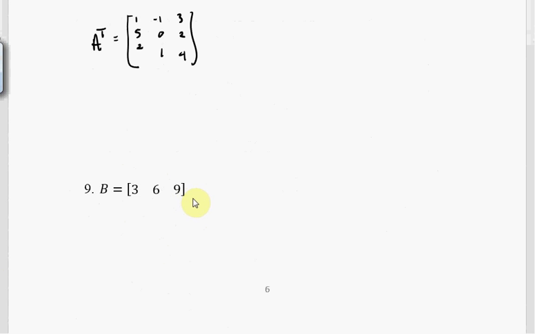This matrix here is a 1 by 3, so B transpose would then be a 3 by 1: 3, 6, 9.